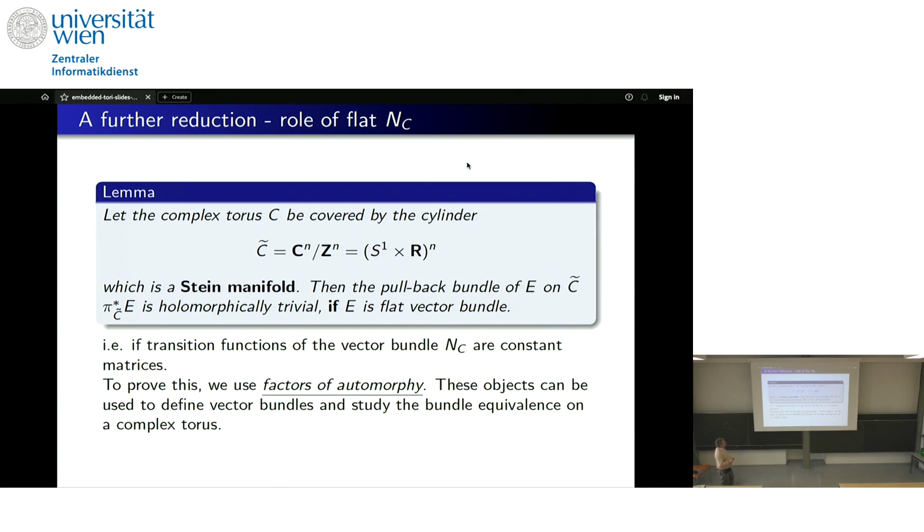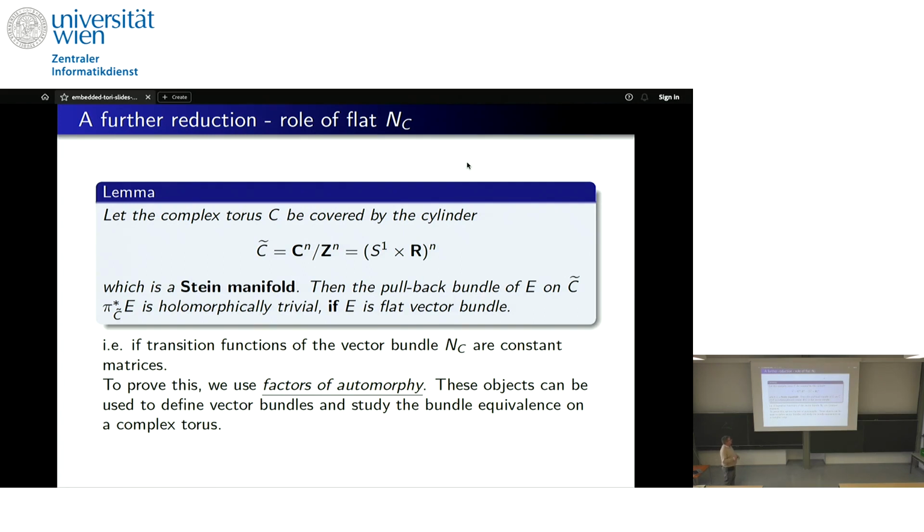Okay, and what we prove, which is not difficult but not completely obvious, is that if you cover the torus by a cylinder, namely this guy, which is a Stein manifold, then the pullback of a flat vector bundle of C on C gives rise to a holomorphically trivial vector bundle on the covering. That's not completely obvious, but that's not so difficult.